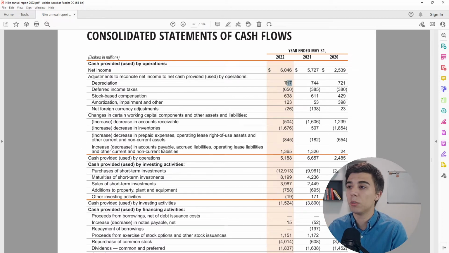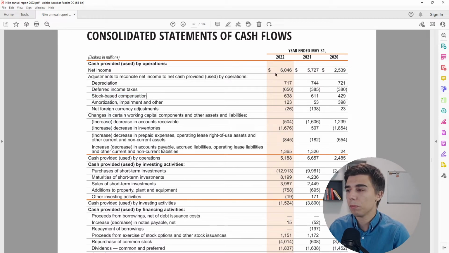So depreciation, well, it's not really cash. Yes, it is part of the income statement, but it isn't cash. So it is identifying the transactions that are not cash and takes them out. Same goes for stock-based compensation. There hasn't been any cash paid, but that doesn't mean it's not an expense.